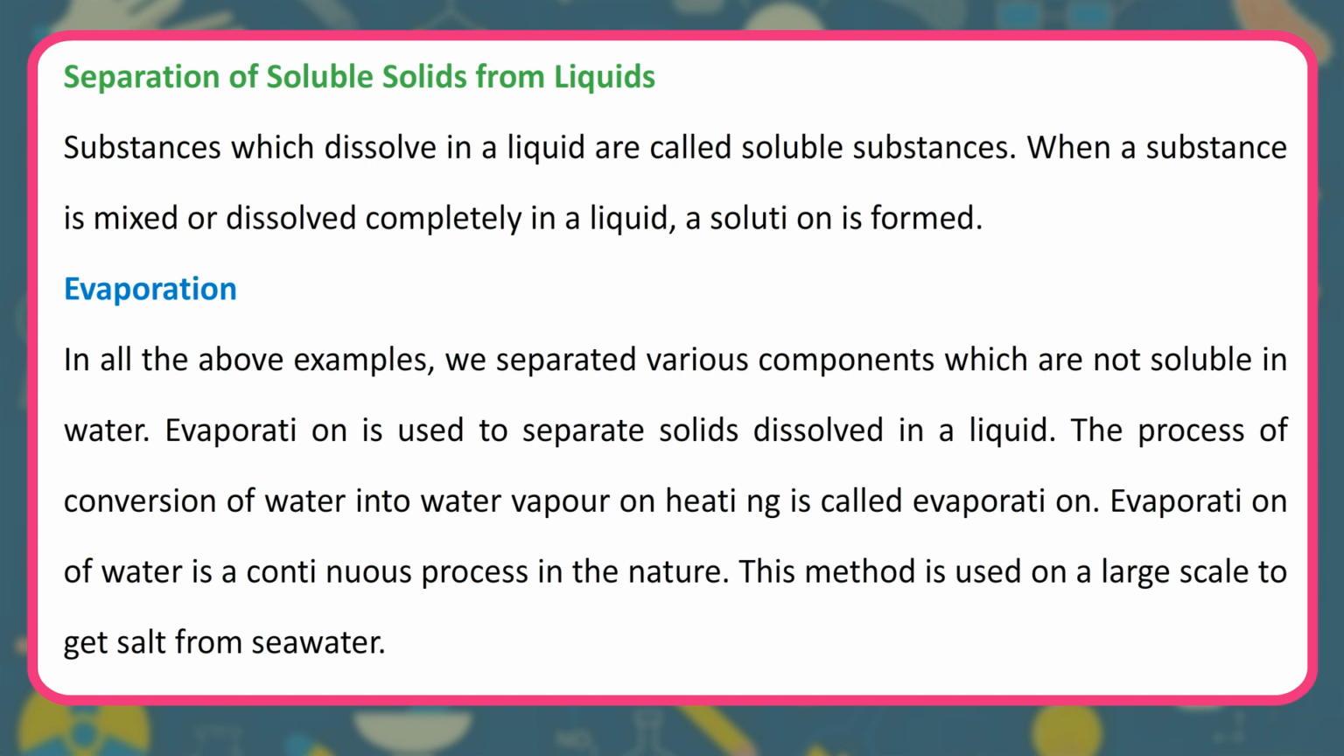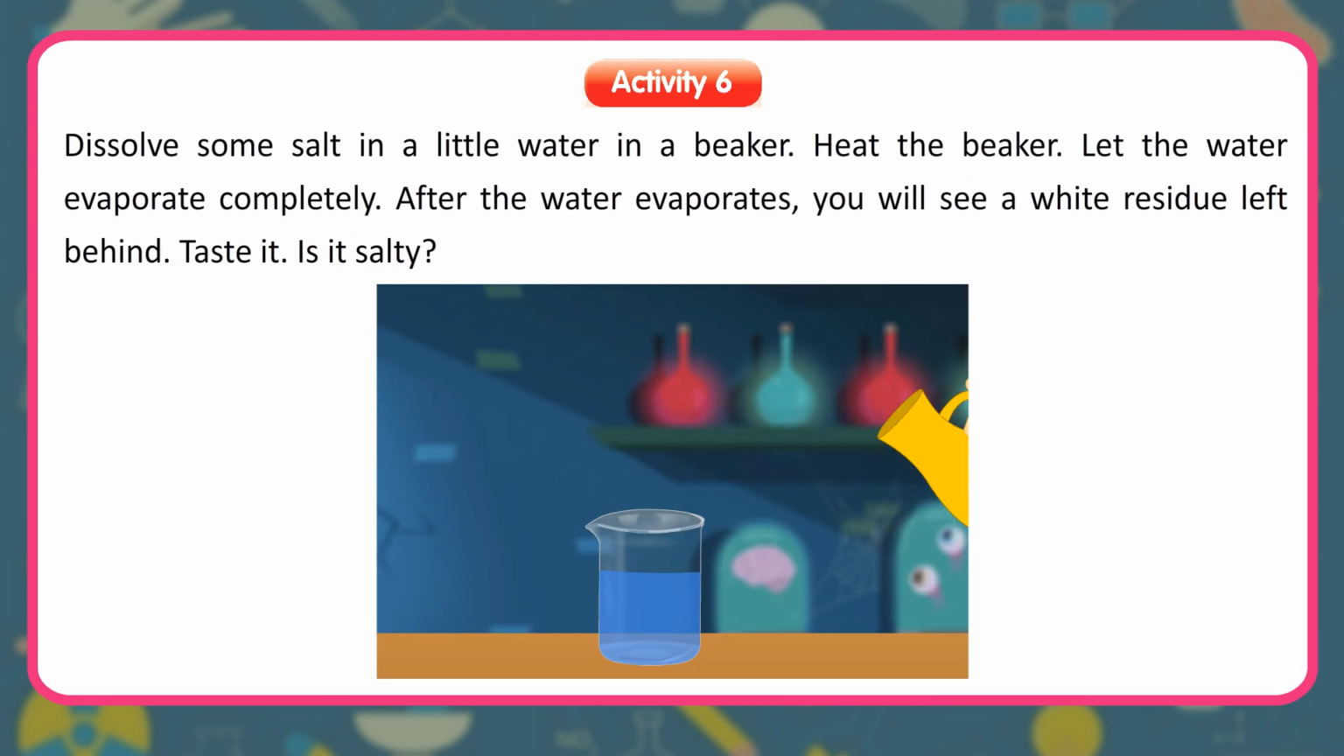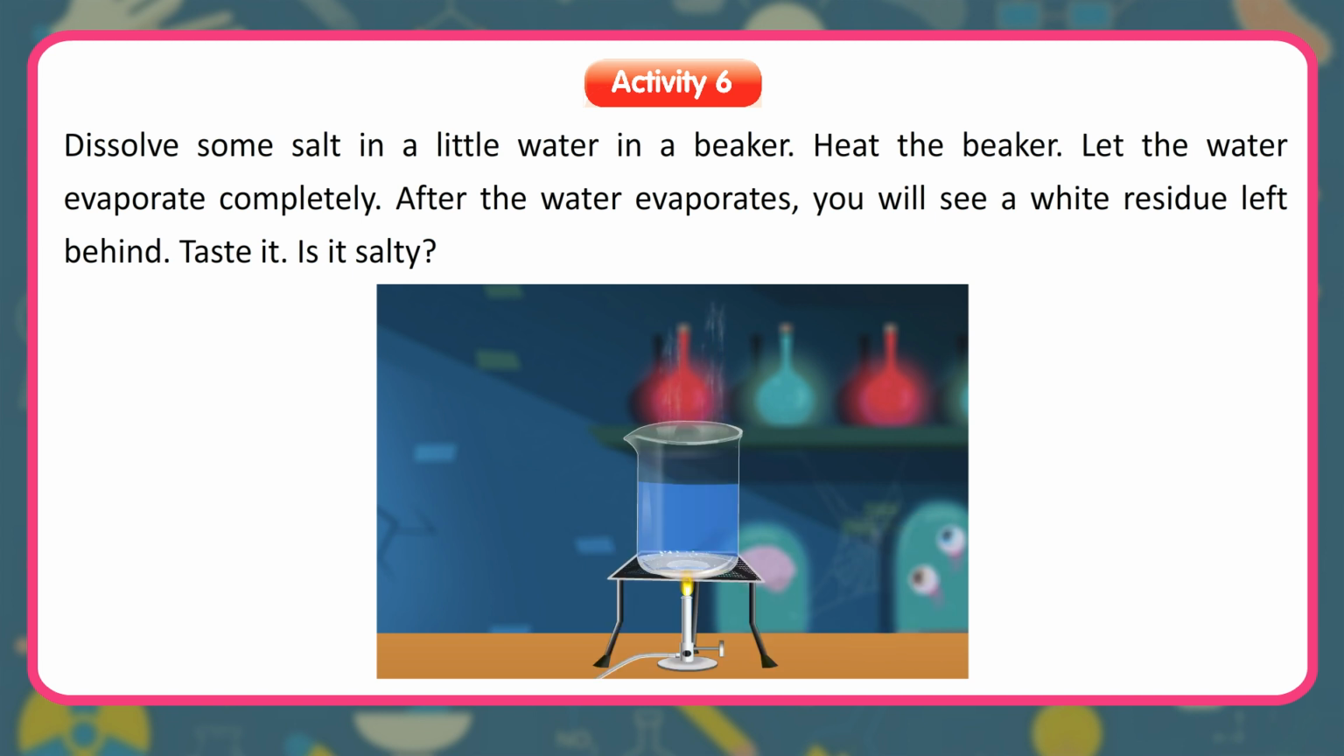The process of conversion of water into water vapor on heating is called evaporation. Evaporation of water is a continuous process in nature. This method is used on a large scale to get salt from seawater. Activity. Dissolve some salt in a little water in a beaker. Heat the beaker. Let the water evaporate completely.